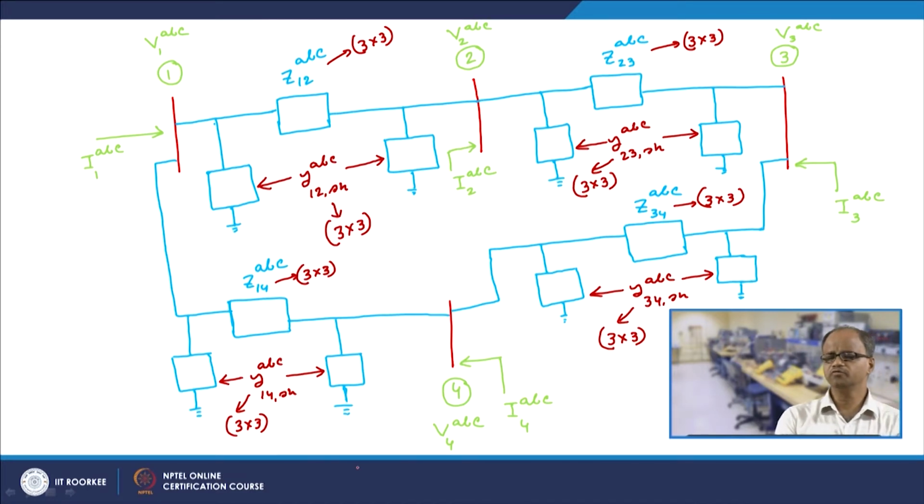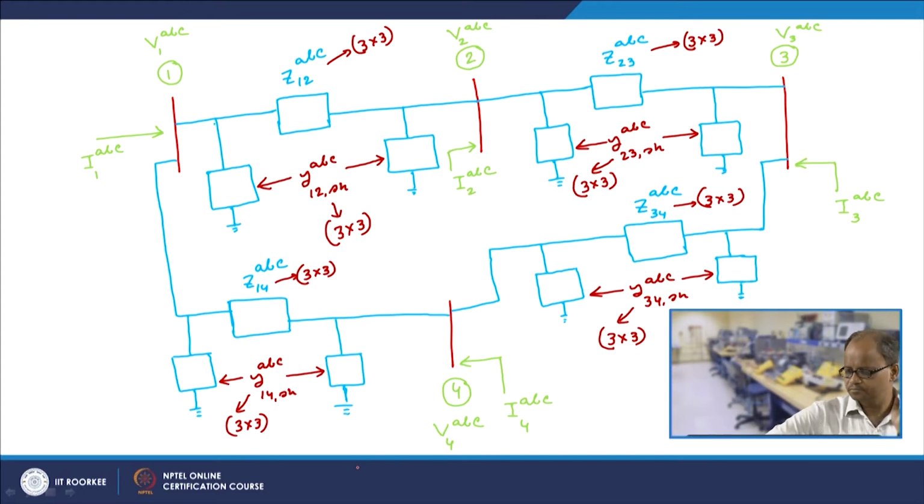So this is the equivalent circuit of the system. Now with this equivalent circuit, we have got 4 buses and there are 4 lines: first line, second line, third line and fourth line.